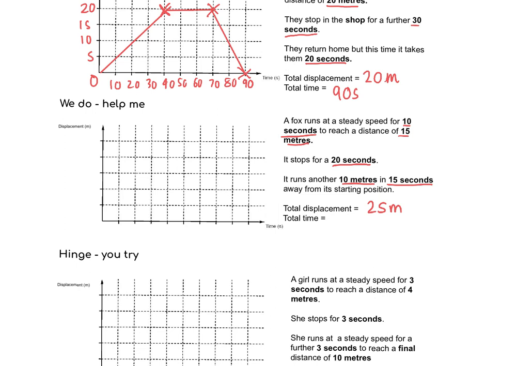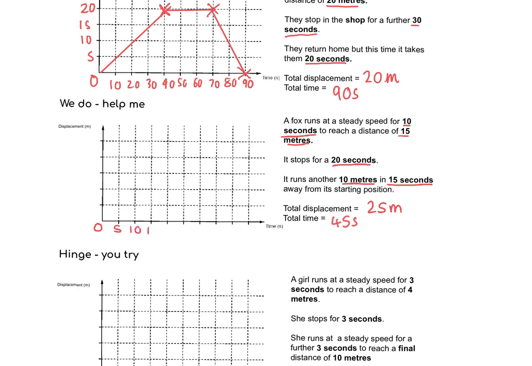And to work out our total time it's going to take, it first runs for 10 seconds, then 20 seconds, and then finally 15 seconds. So it's going to be 45 seconds that the fox is running for. So we can plot our axes. So this time for along the time axes, we could go up in 10s, but that would mean that our graph would only be in half of our graph paper, and we can stretch this one out further.